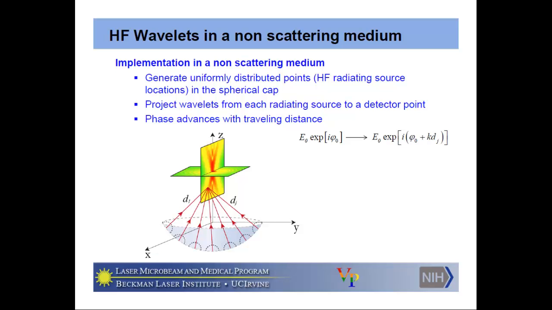We can put an XZ plane detector or an XY plane detector, and we calculate the electric field at a given pixel, given location, given detector grid. We project wavelets from each radiating source to a detector point, and the phase advances with traveling distance. So here we have one type of phase. We can set this phase to 0 all over the surface of the spherical cap. And when this wavelet propagates, the phase advances with k times dj. So if this distance is dj, that is the advanced phase. So what we get at this location is E naught exponential i times this phase.